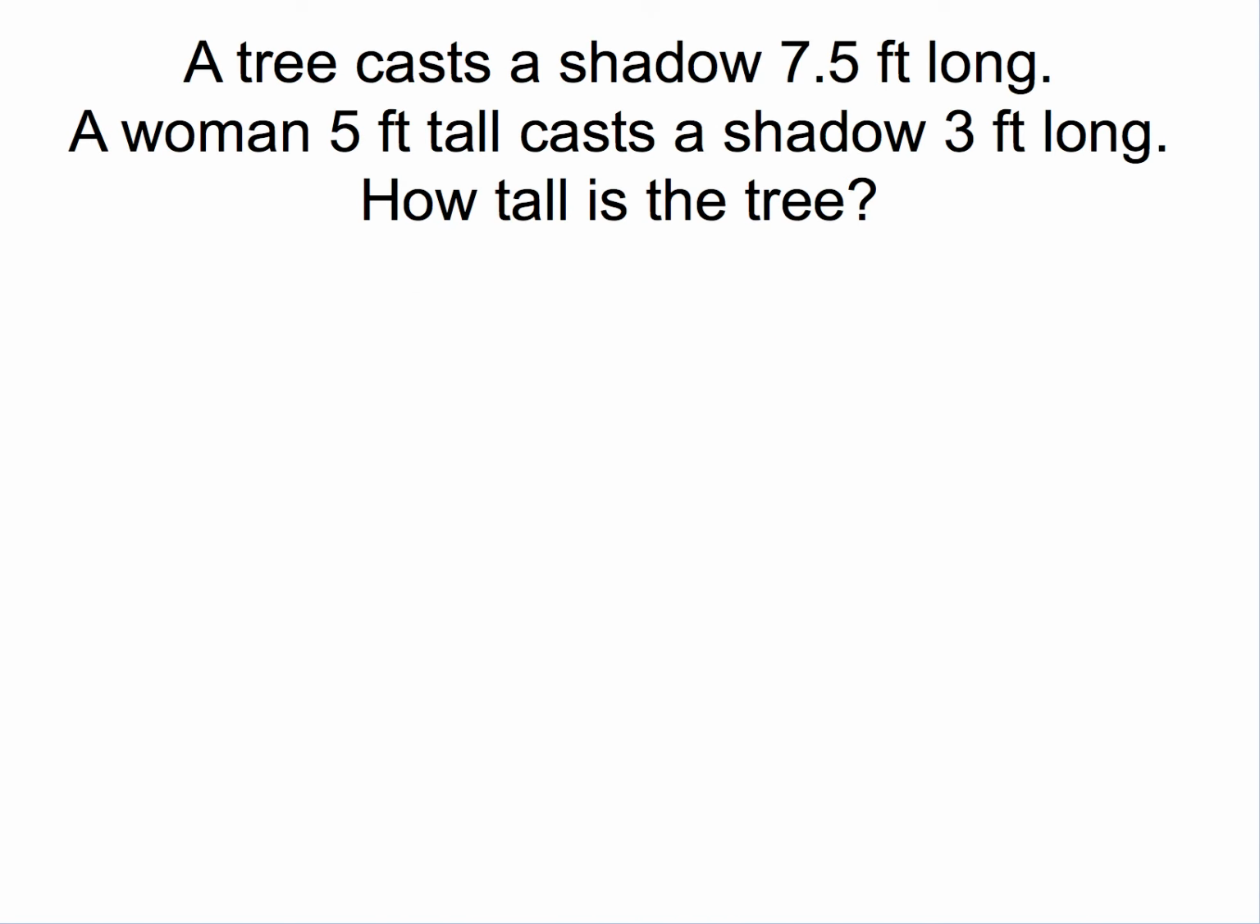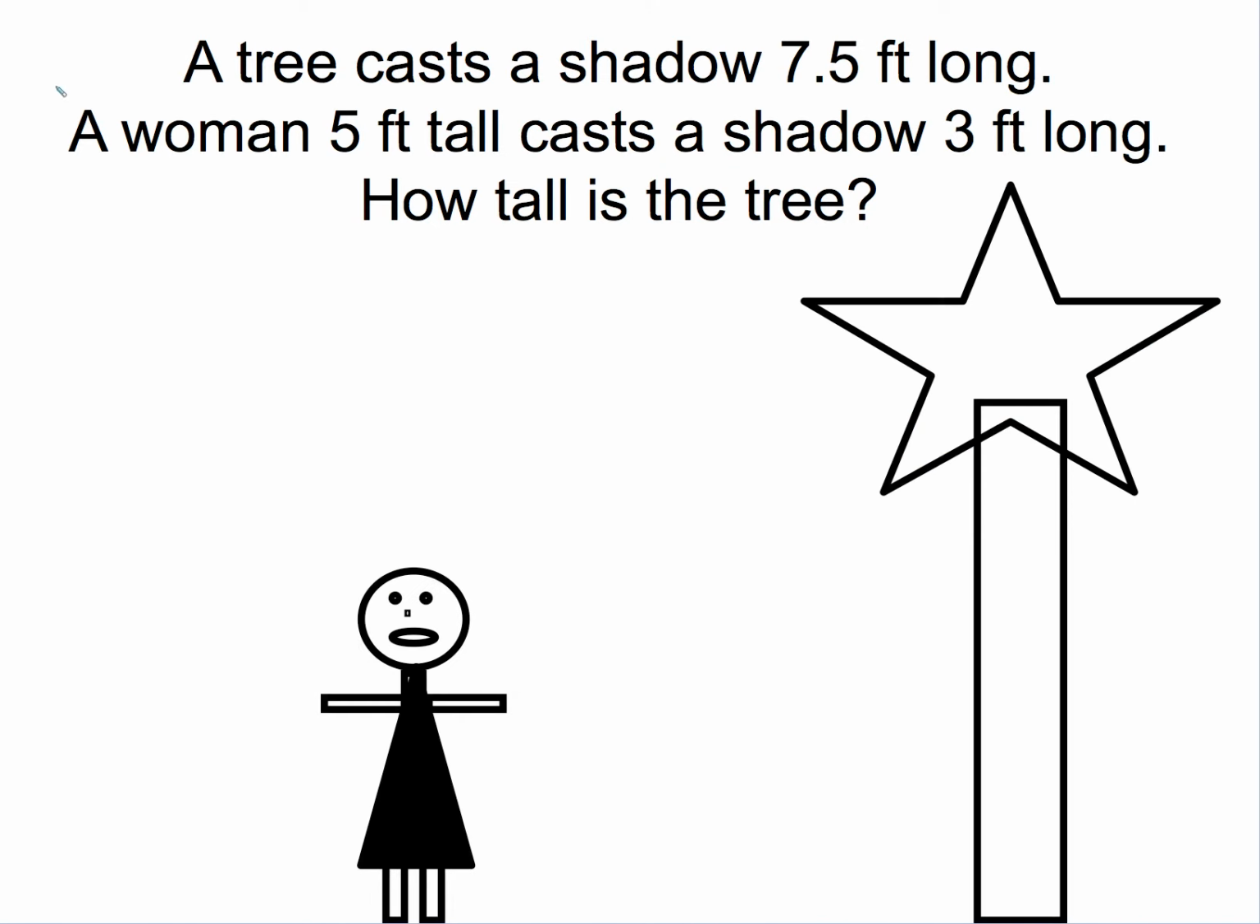All right, another example. It says a tree casts a shadow 7.5 feet long. A woman 5 feet tall casts a shadow 3 feet long. How tall is the tree? Whenever you have a problem like this, draw a picture. As silly as it looks, here's my picture. We've got a woman. We've got a tree, and then remember a shadow. Think about where a shadow would be. A shadow would be along the ground, so here's my shadows for each of them.